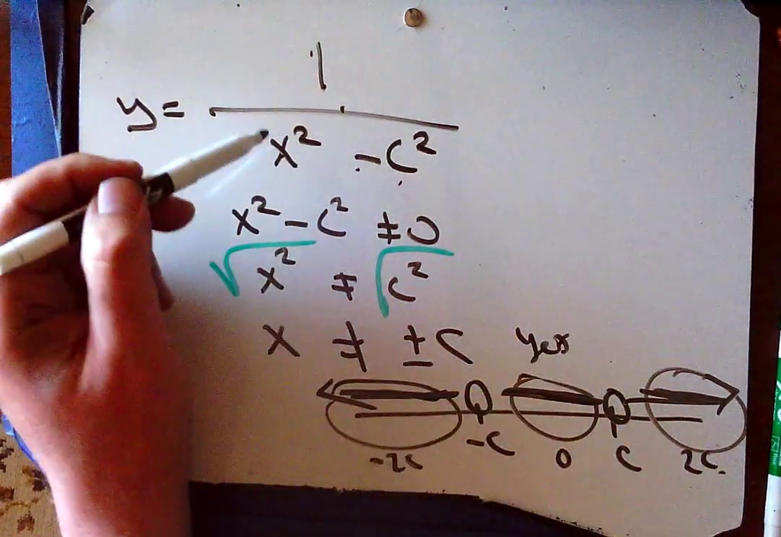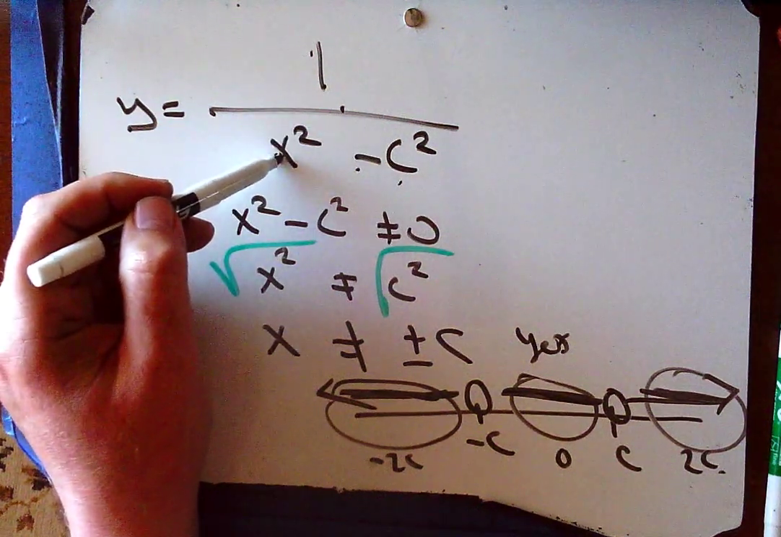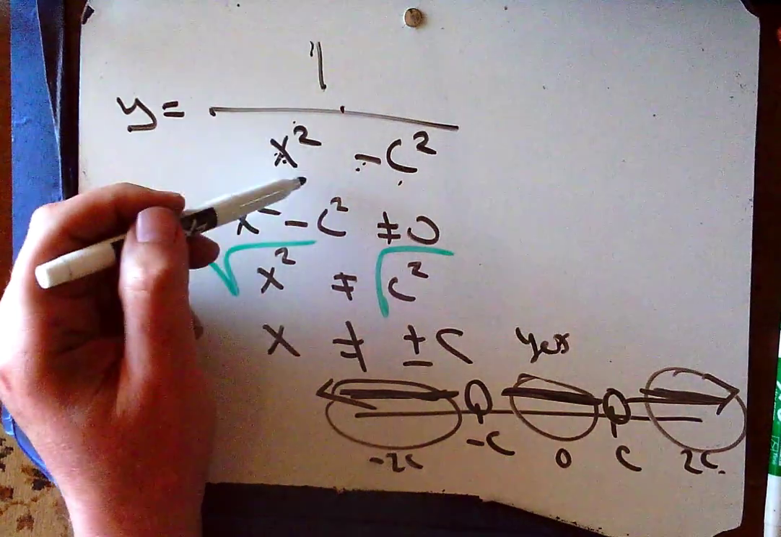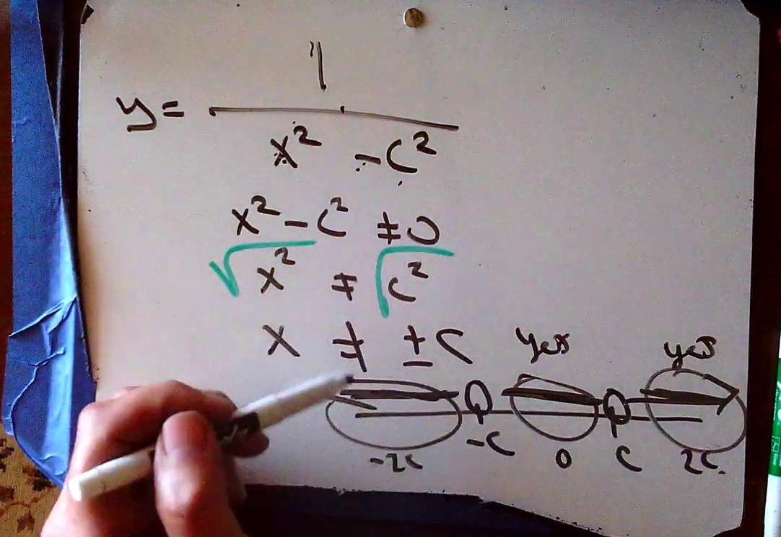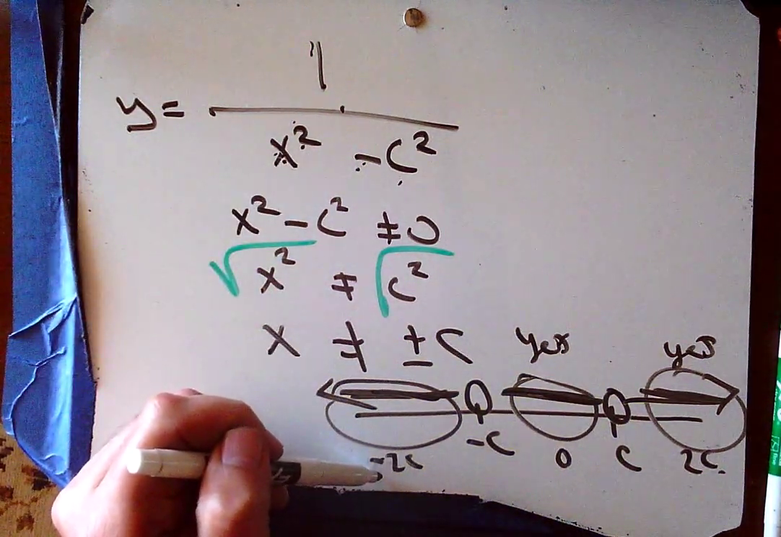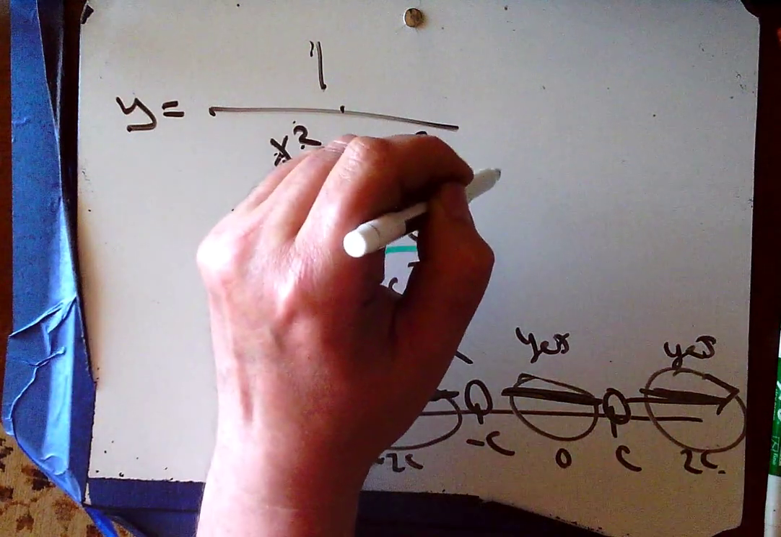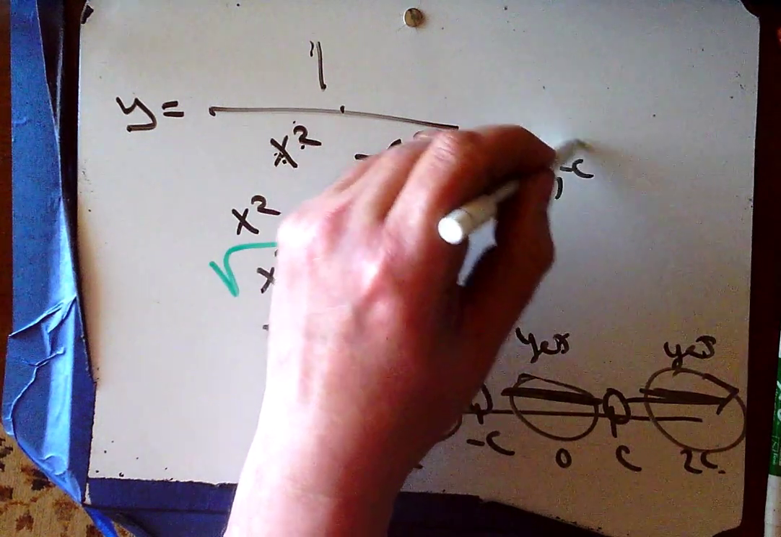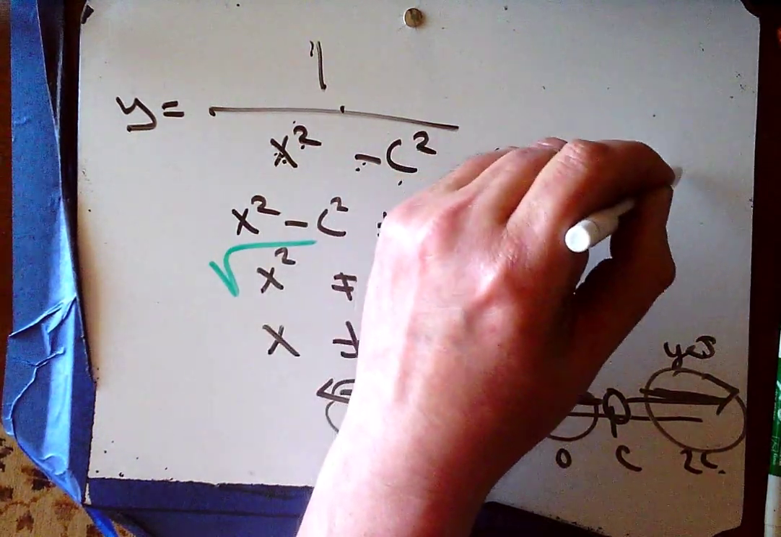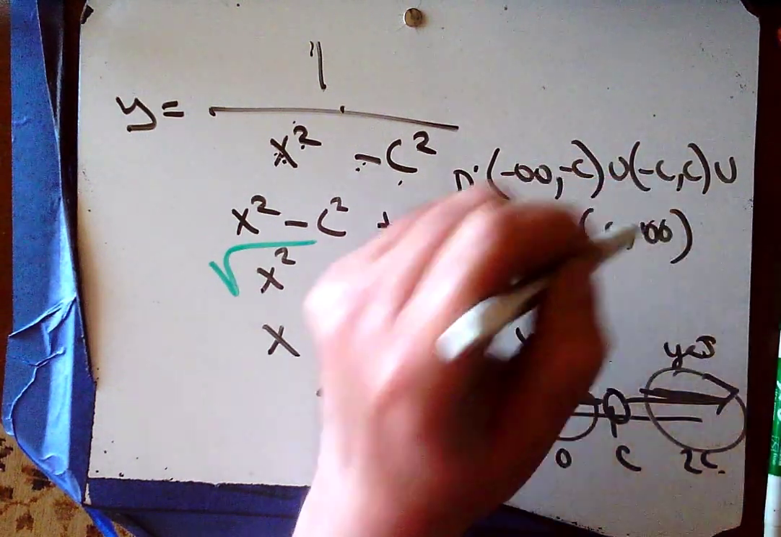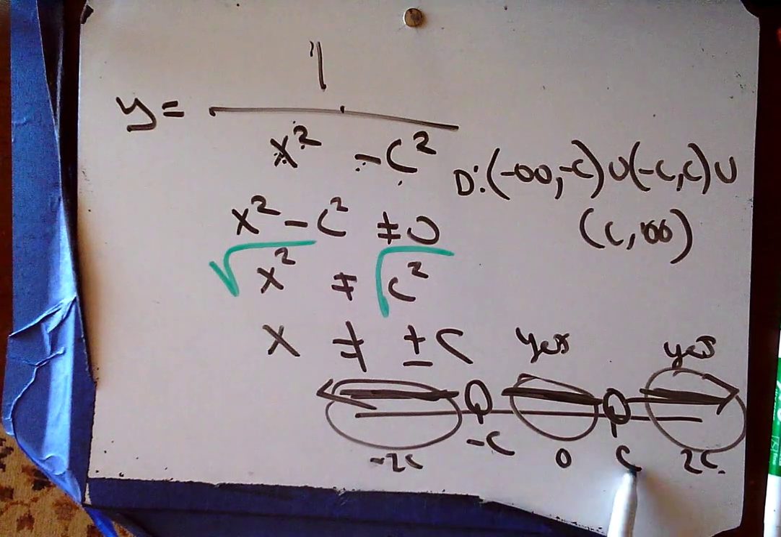If I plug in 2c, 2c times 2c is 4c squared. 4c squared minus 1c squared is 3c squared. 1 over 3c squared, yep, that works. And the same thing will happen here with negative 2c because squaring will still give me positive 4c squared. So then my domain here is going to come in 3 pieces, negative infinity to negative c, union negative c to c, union c to infinity. Okay? Remember, when you have 2 critical numbers, you've got 3 intervals there.